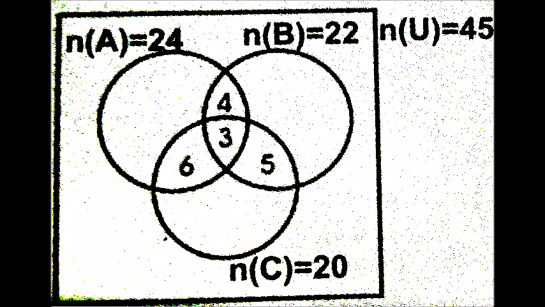Now, the diagram. n(A) = 24. That's where we are fixing our arts. So this circle belongs to the arts students. The n(B) = 22. That circle is for biology students. And n(C) = 20 is for chemistry students.